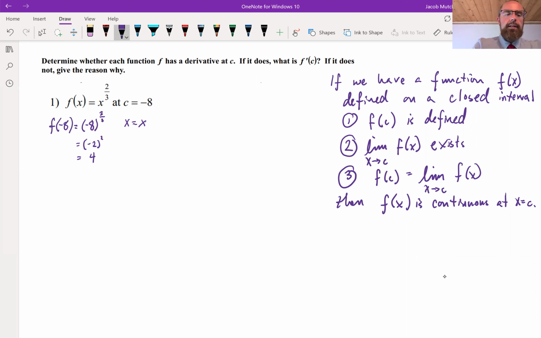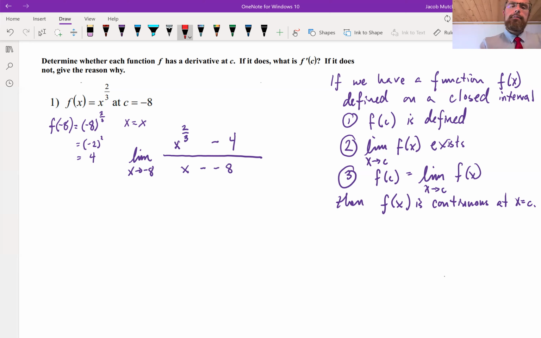So what we want to do then is set this limit of the average rate of change up. It's the limit as x approaches that -8 value of, we'll fill it in, f of x, which is x to the power of 2/3, minus f at c, which we saw is 4. And then our x value is x, and we're going to subtract c, which is negative 8.